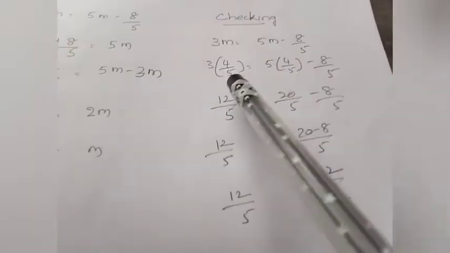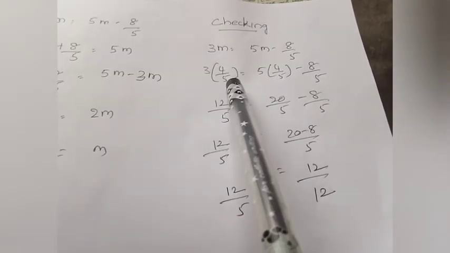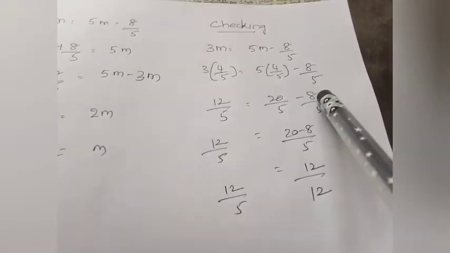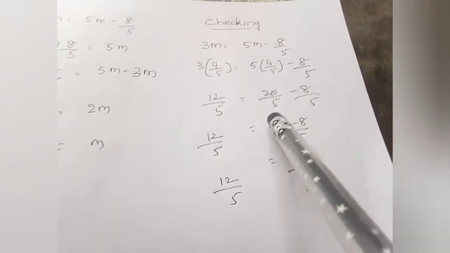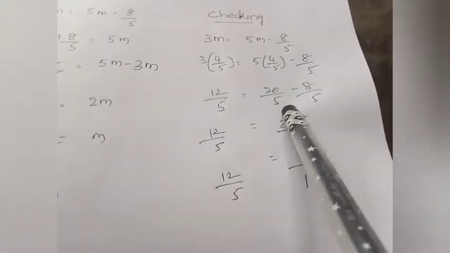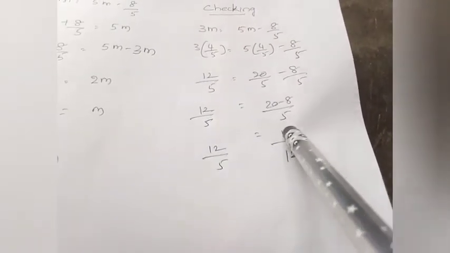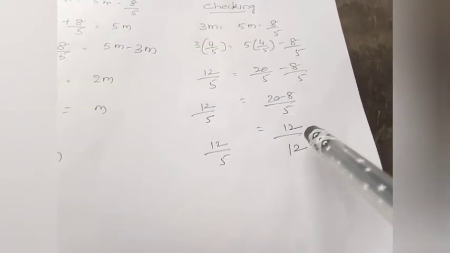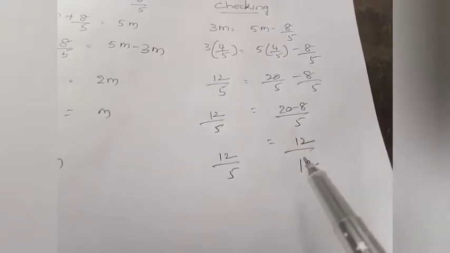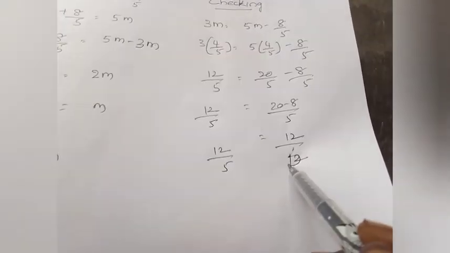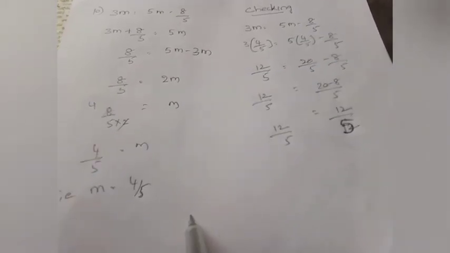Next, checking. 3m is equal to 5m minus 8 by 5. Instead of m, I am writing 4 by 5. 3 into 4 by 5 is equal to 5 into 4 by 5 minus 8 by 5. 3 fours are 12 by 5 is equal to 5 fours are 20 by 5 minus 8 by 5. Here the denominators are equal, so writing 20 minus 8 by 5. 20 minus 8 is 12 by 5. So 12 by 5 is equal to 12 by 5. This is the solution.